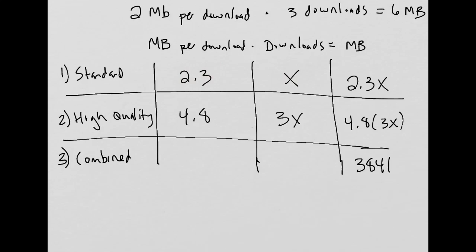Okay, and now if I look at how those numbers in my last column relate to each other, the total number of megabytes downloaded is 3,841. Those megabytes had to come either from the standard version or from the high quality version. In other words, the total number of megabytes from the standard version plus the total number of megabytes from the high quality version has to equal 3,841. So those two have to add up to be 3,841. So then we've got our equation, which is 2.3x plus 4.8 times 3x equals 3,841.